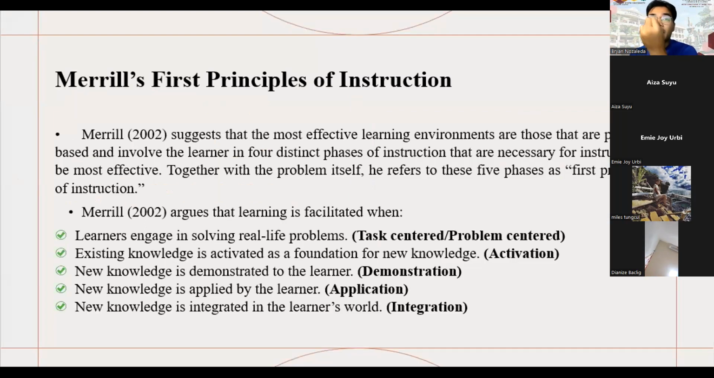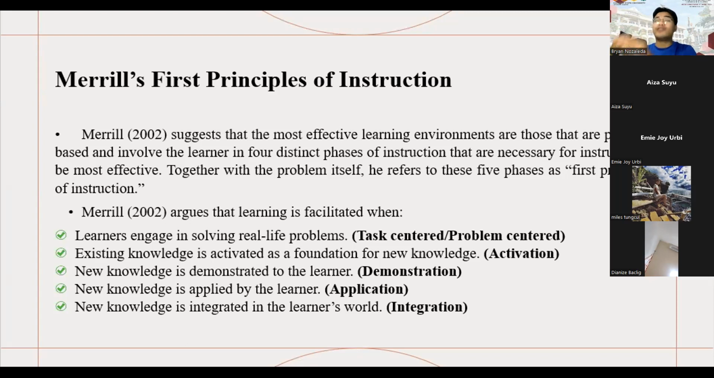So what is the problem? Okay, so learners engage in solving real life problems. So yung problem natin. So task-centered is problem-centered. And then when we talk about activation, existing knowledge is activated as a foundation for new knowledge. So schema, prior knowledge again. So natatandaan nyo, sa Gagne's 9 events, meron ulit yun, yung prior learning. So activation stage yun or activation principle yun. Now, when we talk about demonstration, the new knowledge is demonstrated to the learner. You are presenting the new knowledge to the learner.